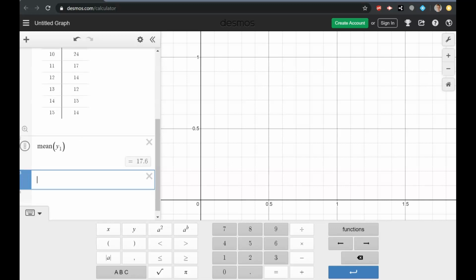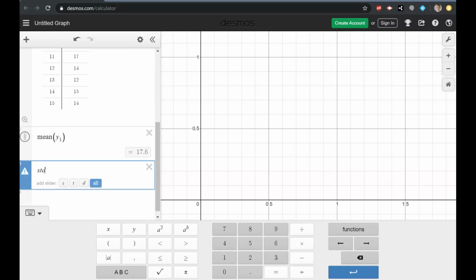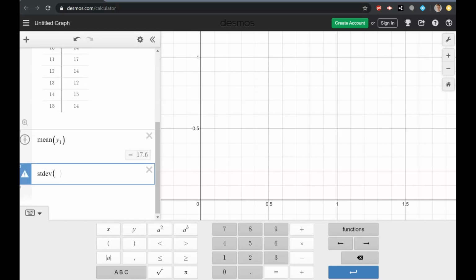To find standard deviation, it's STDEV, and then a similar thing. We want to look at the standard deviation of Y1. So the standard deviation is 3.6. That tells us how spread out a group of numbers is from the mean. It means that everything is about 3.6 from the mean. What the heck does that mean? We'll talk about that in a little bit.